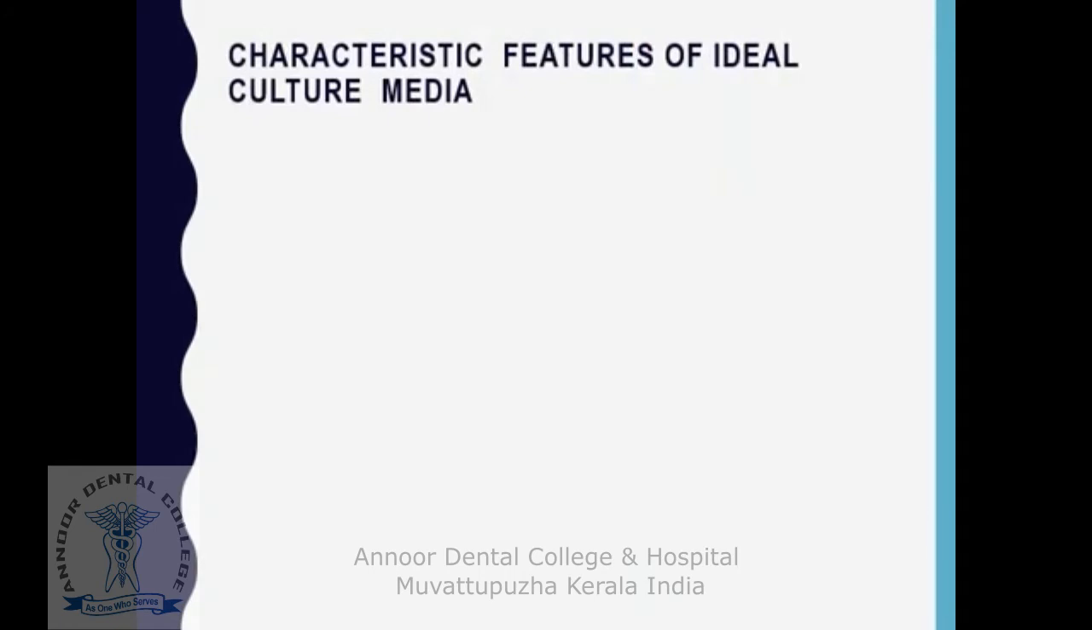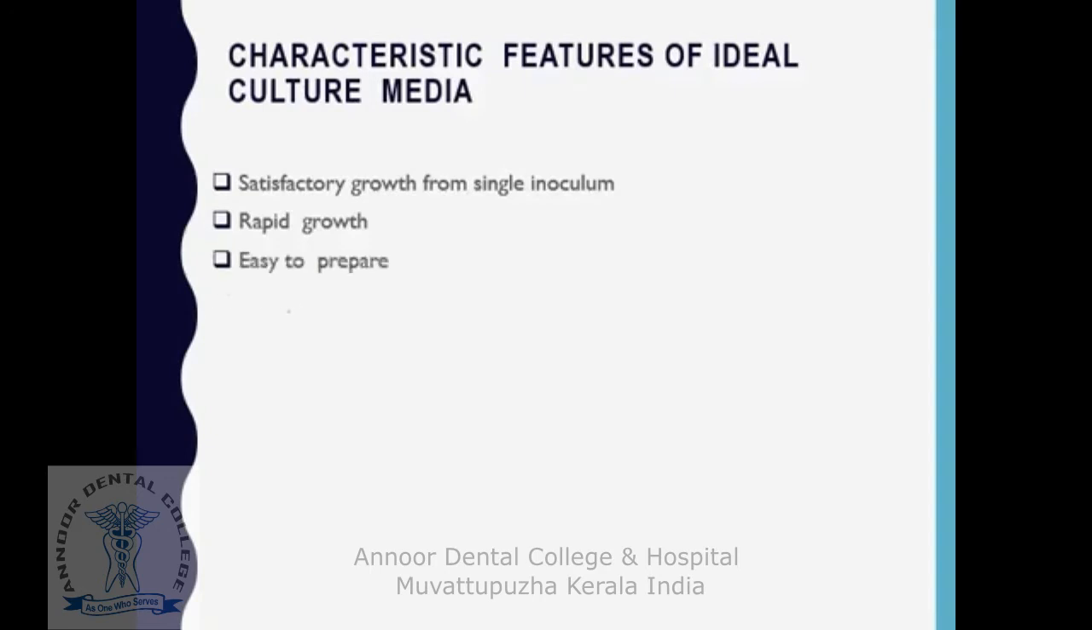What is actually the characteristic features of an ideal culture media? An ideal media should give you a satisfactory growth from single inoculum. Inoculum means what we are inoculating to a culture media is known as inoculum. So from a single inoculum, you should get satisfactory growth, that too in a rapid way, rapid growth, easy to prepare, it should be economically cheap, and this media should be able to demonstrate all the characters of the bacteria which is grown in that media. So these are the characters which we demand from an ideal media.